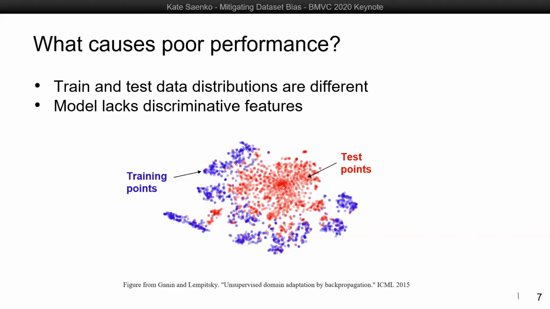Another problem is that the source trained model, the one that's trained on the blue points, may lack discriminative features on the target test points. And you can see that because the red points are not as well clustered together. There's less space between the different clusters in the red target domain.